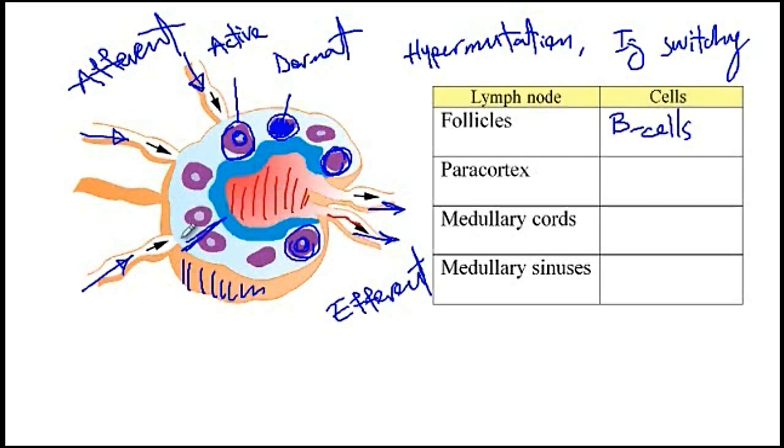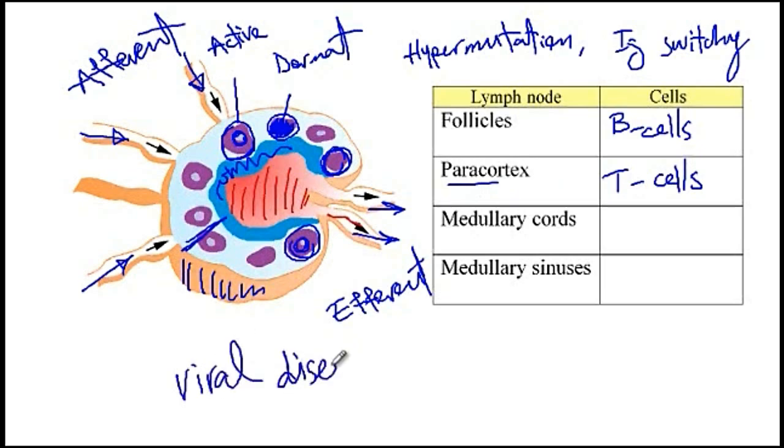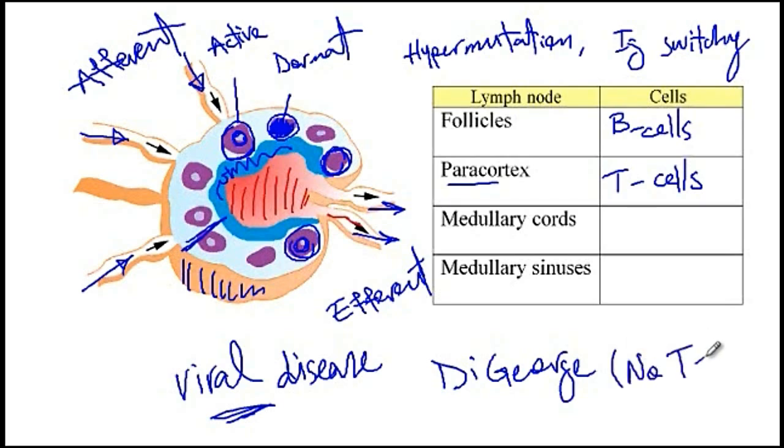Then the region between the medulla and the follicles, which is this blue region shown here, is referred to as paracortex, and it contains T cells. Since this region contains T cells, any condition that increases the number of T cells will cause enlargement of this region. For instance, if someone develops a viral disease, and thus there is an extensive immune response against it, the T cells will increase in this region, and therefore this region will expand. On the other hand, if someone has DiGeorge disease, in which there are no T cells, as a consequence the paracortex region of the lymph node will be underdeveloped.